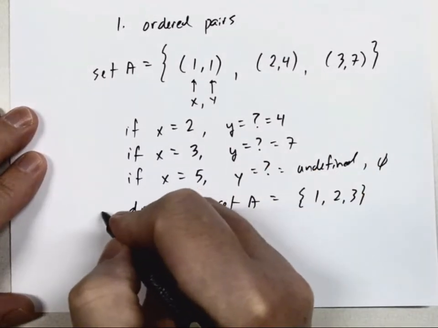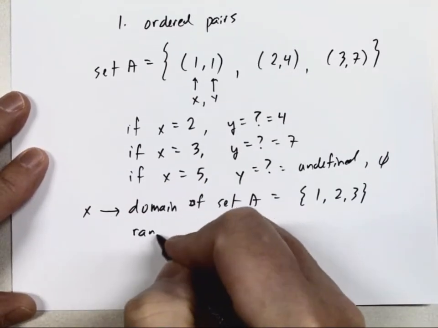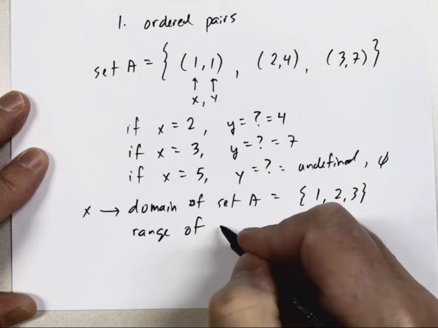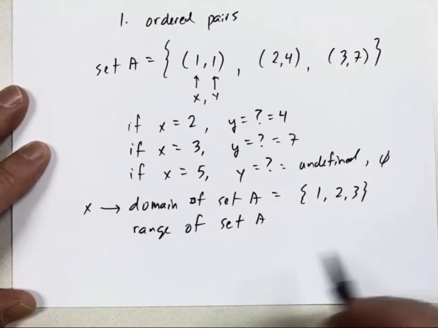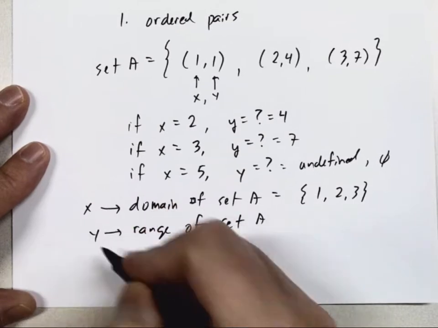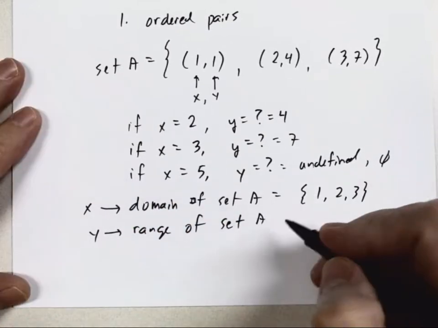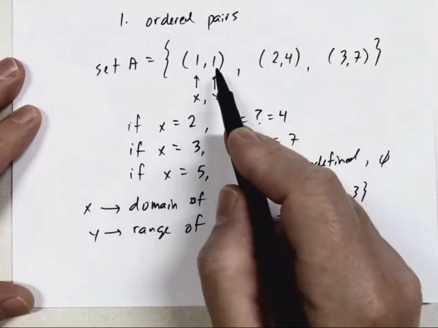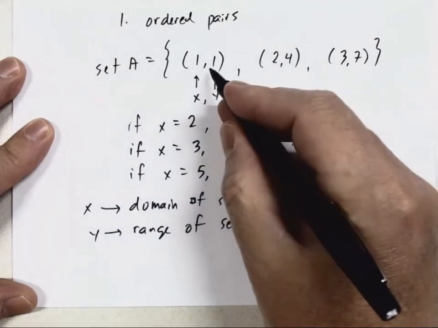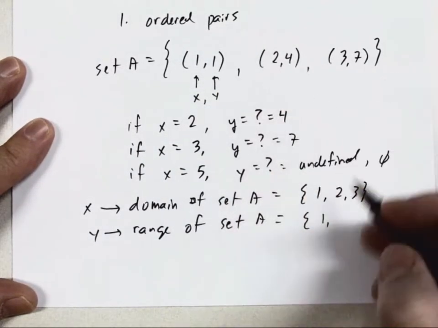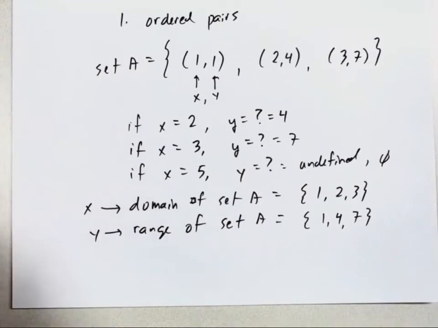So in the same way, domains look at the x's. They also ask us for the range of set A. The range are the y's. So I simply go up here and I say, what are all the different values for y? Looks like y can be 1, y can be 4, y can be 7.